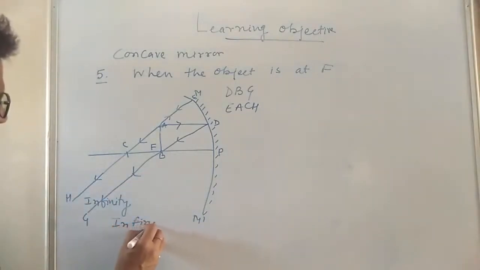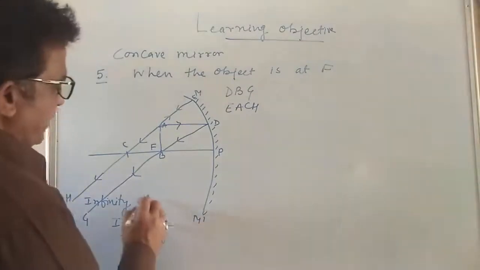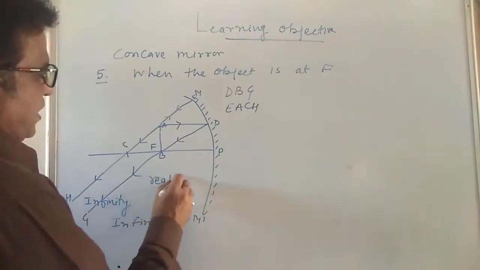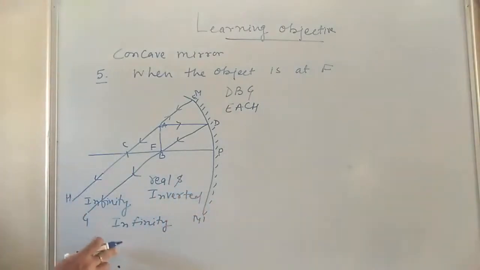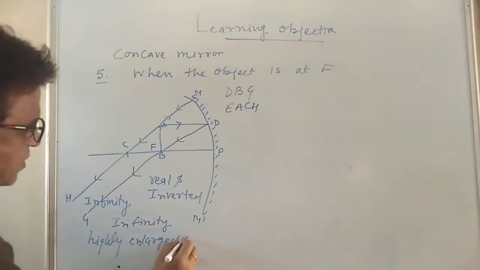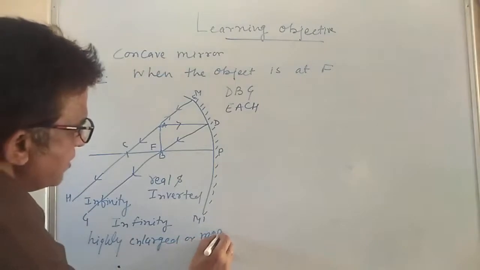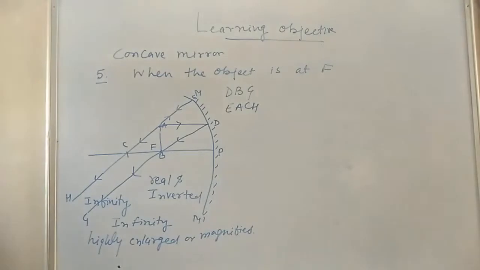First, image is formed at infinity. Second, real and inverted. And third one, highly enlarged or magnified. Okay, so this is the image formation when the object is at the focus.